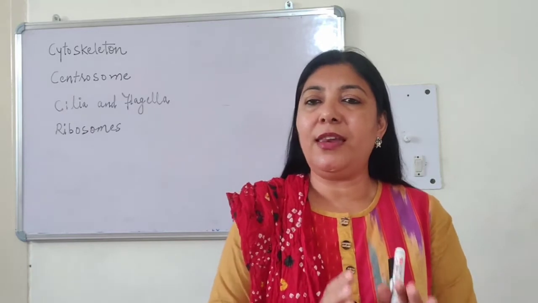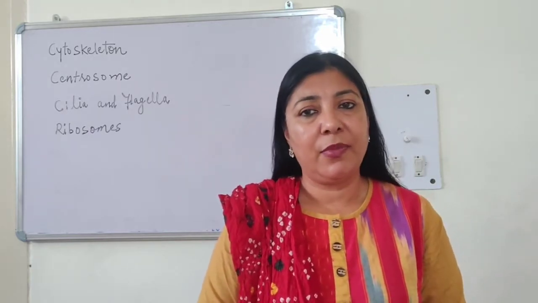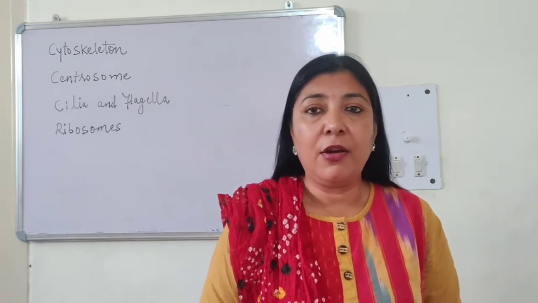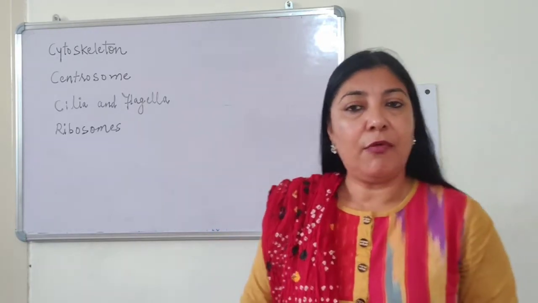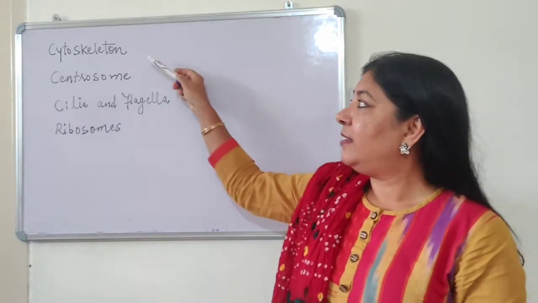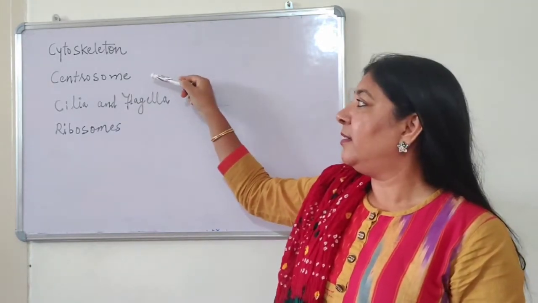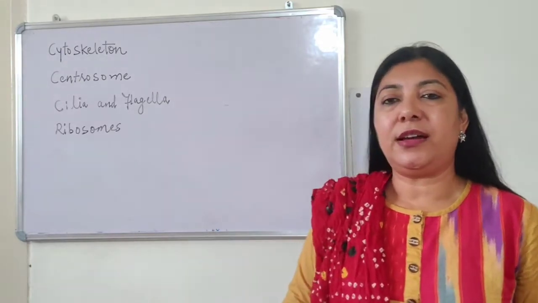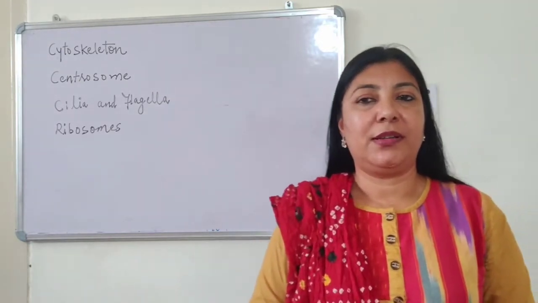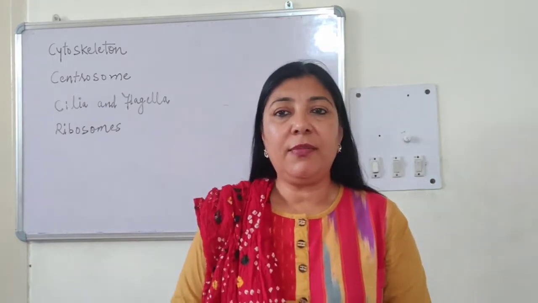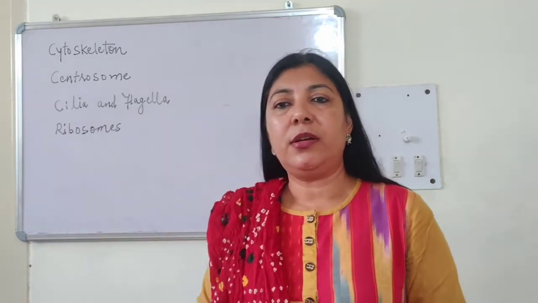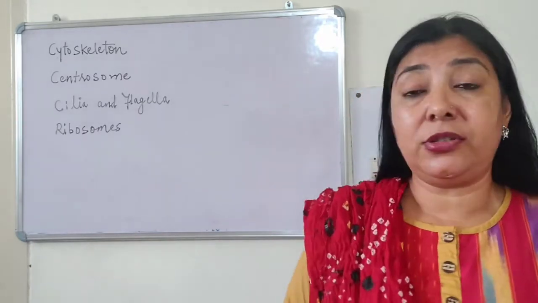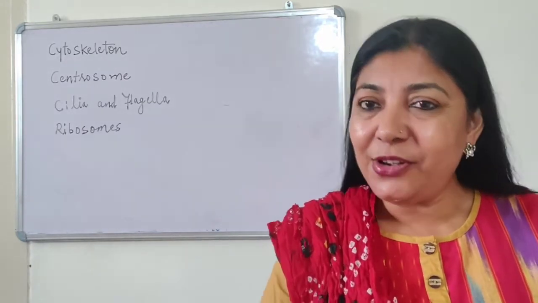Now we have come to the last segment of the chapter, where only few structures are remaining and they are worth studying. What are they? They are cytoskeleton, centrosome, cilia and flagella, and ribosomes. So in today's lecture, I will be explaining about these structures. So let's begin with the first structure, which is called as cytoskeleton.